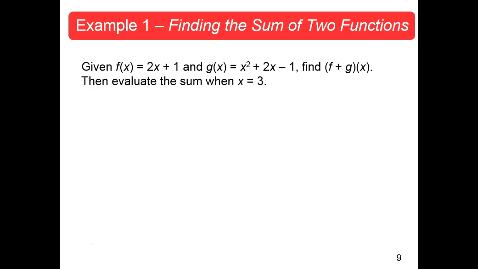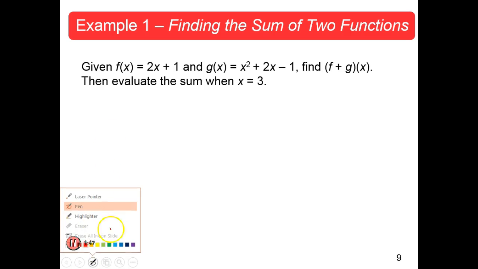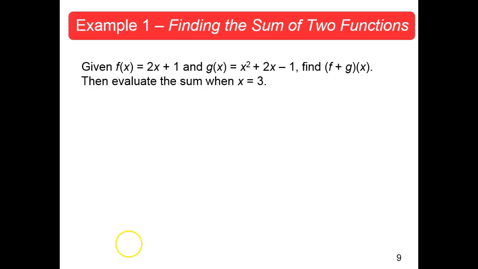Remember, these are the pretty simple things in combinations of functions. Given that f of x is equal to 2x plus 1, g of x is equal to x squared plus 2x minus 1, it says find f plus g of x. Okay? Now, how do we go about doing that?